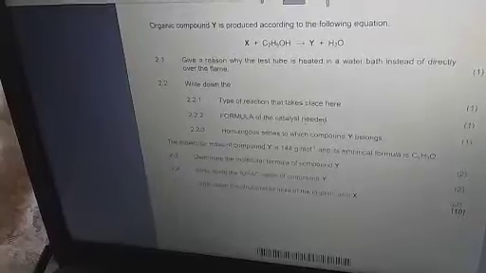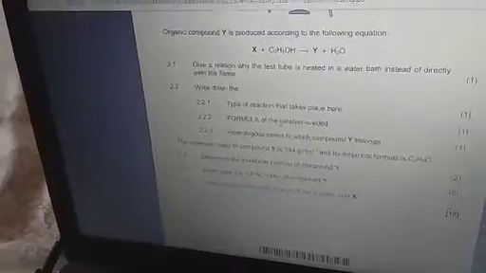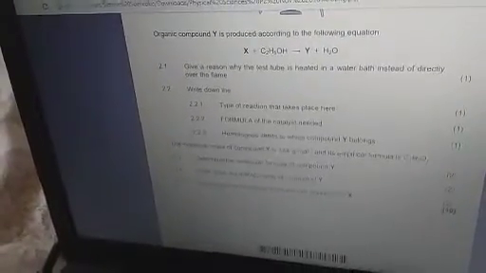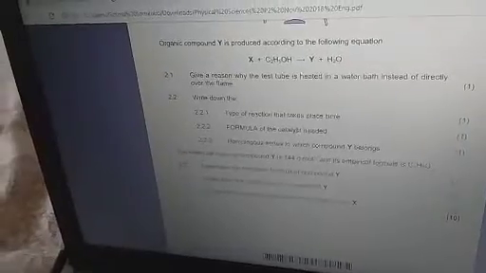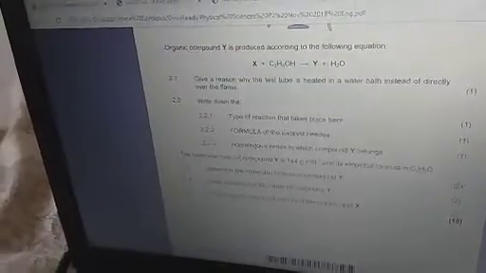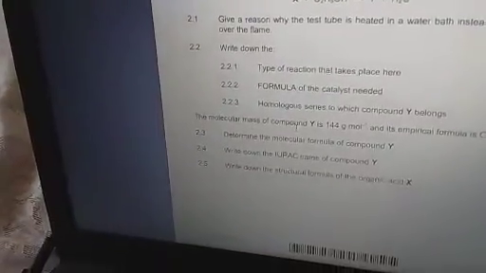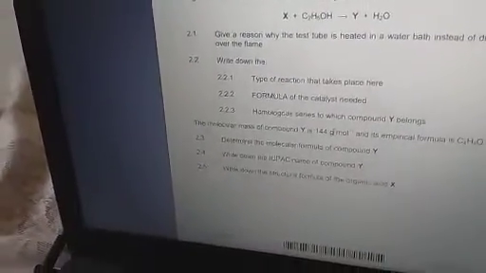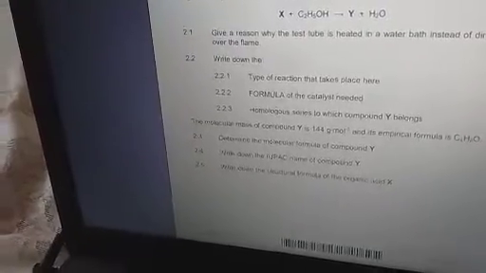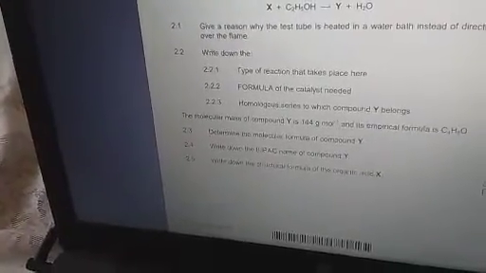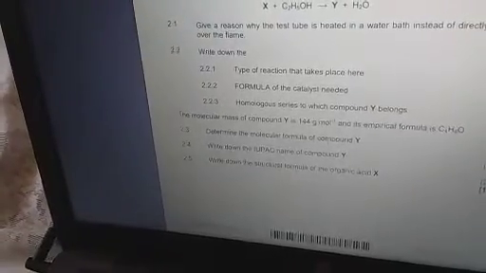Formula of the catalyst needed is going to be sulfuric acid. We're going to see it in the solution. We also already talked about this, because it's an ester. The homologous series to which this compound belongs is an ester. The molecular mass of compound Y is given, and its empirical formula is this one. Determine the molecular formula of Y.